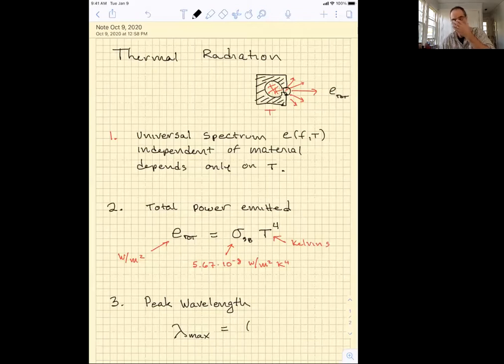Lambda max is equal to a constant divided by the temperature in Kelvin. The constant has a name, Wien's constant, but I'm just going to write down the value, 2.898 times 10 to the minus 3 meters times kelvins, and then divided by the temperature, again in Kelvin. I won't make up a symbol for Wien's constant because it only appears ever in this one law, so we can just remember the number. So those are the most important properties of thermal radiation, at least for us.